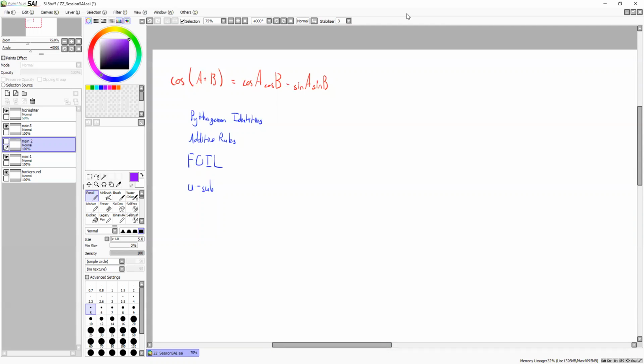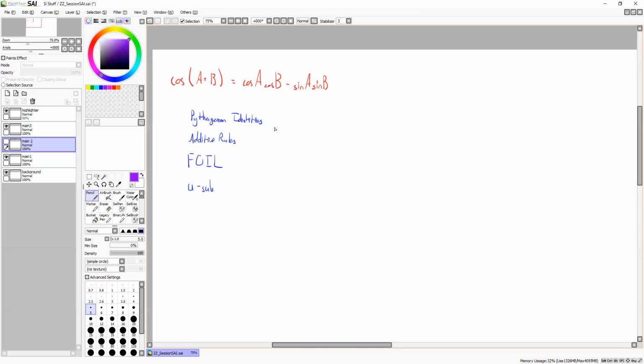And the thing that I did is I went off of the sine of A plus B, and I used that to derive the formula for the cosine of A plus B. And the way that I did that is I used these four rules that I wrote down. I used the Pythagorean identities. I used the additive rules that we know. The one that we're assuming to be true is the sine of A plus B. I used foiling and other factoring tricks, and I used a quick U sub.